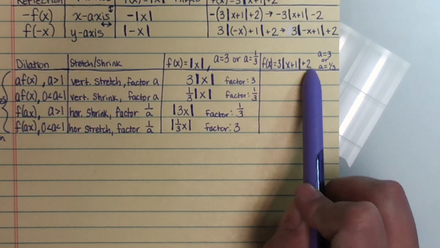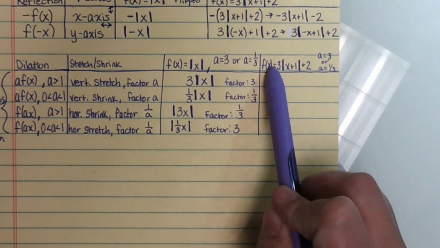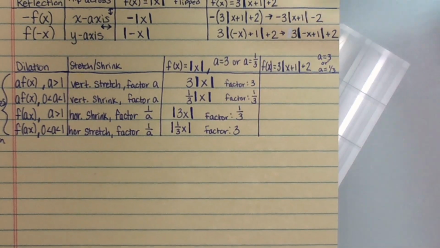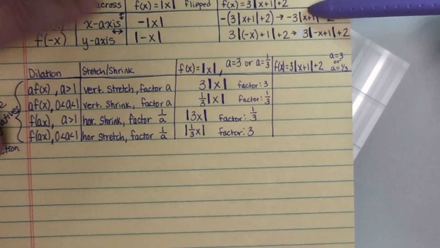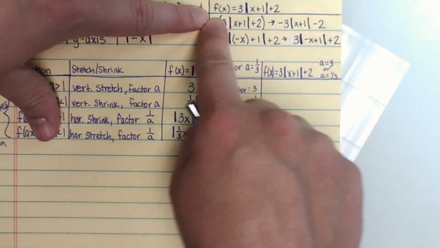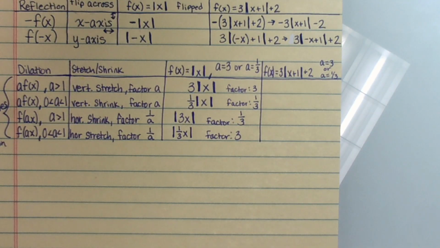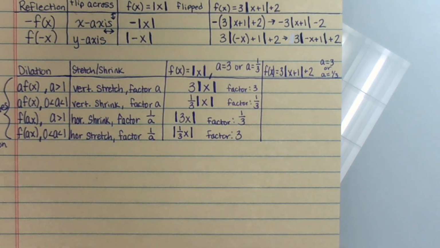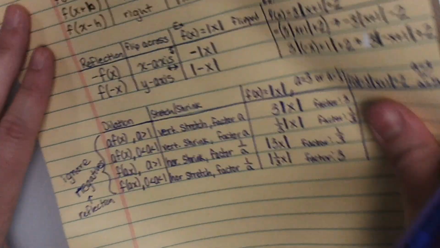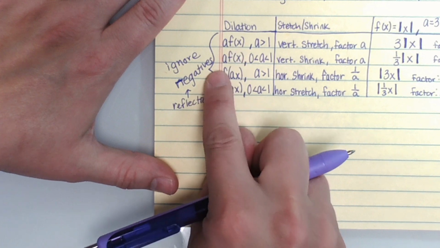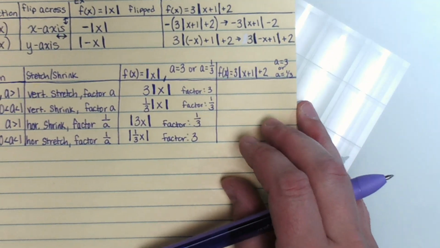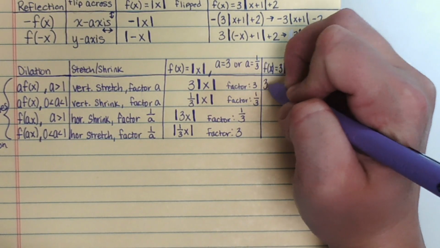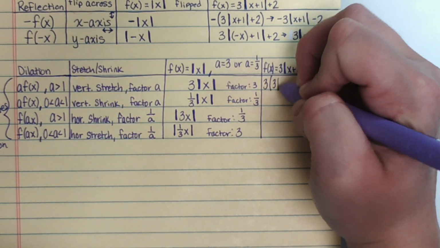If I do it to an entire function that's modified like this one, much like on the flip over the x-axis, vertical stretch and shrink have to go in, get multiplied by everything. That's what this notation says. A gets multiplied by everything. So when I put the 3 in front of this entire thing, I'm putting it in front of a set of parentheses.